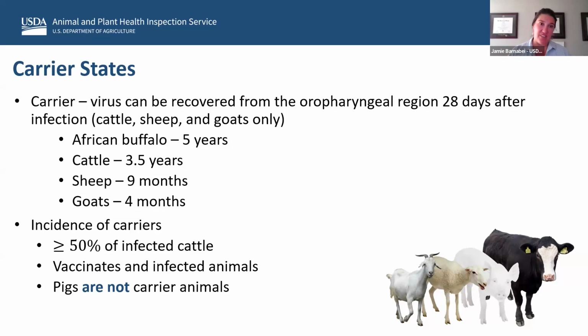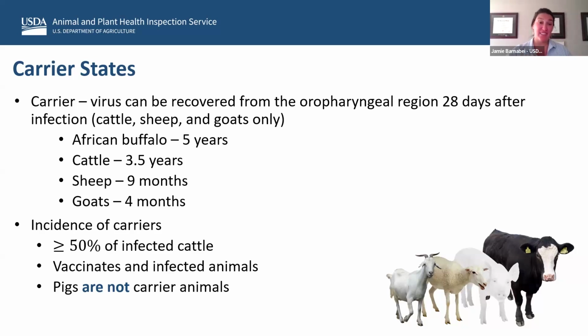Now, for most of our domestic livestock species, so cattle, you can see carriers. They've been able to detect it up to 3.5 years after infection. Sheep up to 9 months, and goats only up to about 4 months after infection. And in terms of the incidence, greater than or equal to 50% of cattle may go on to become carriers, which is not a great stat for us, but this does apply to both vaccinates and infected animals.